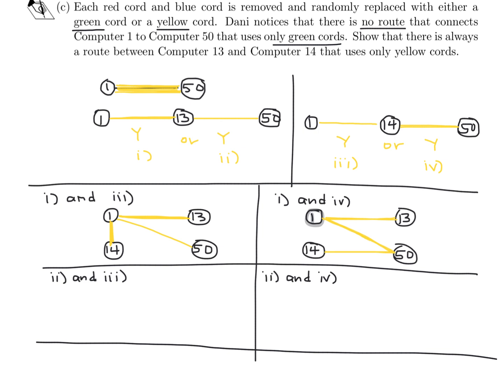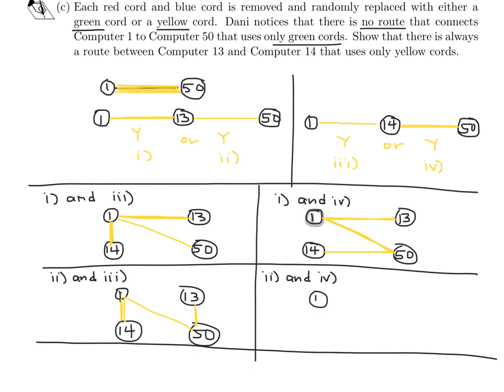And similarly, you guys can figure out the other two. I'll just do them really quick. 1, 13, 14, 50. So this one is 2 and 3. So 2 was 13 and 50, right? So that's yellow. And then 3 was 1 and 14, so that's yellow. And then we know that's yellow. So again, we can go from 14 to 13 using yellow chords only.